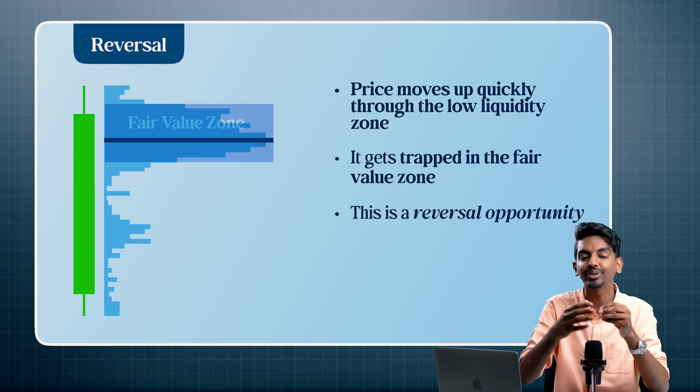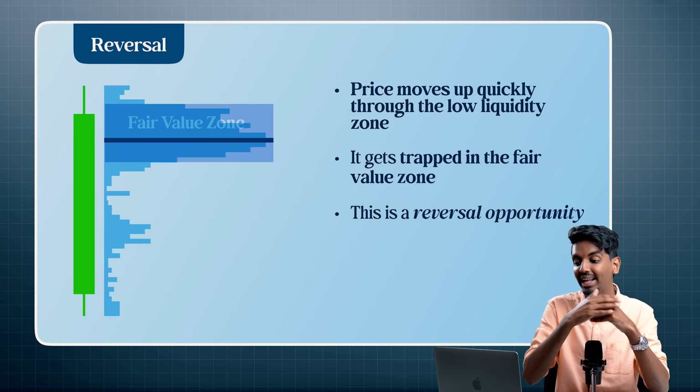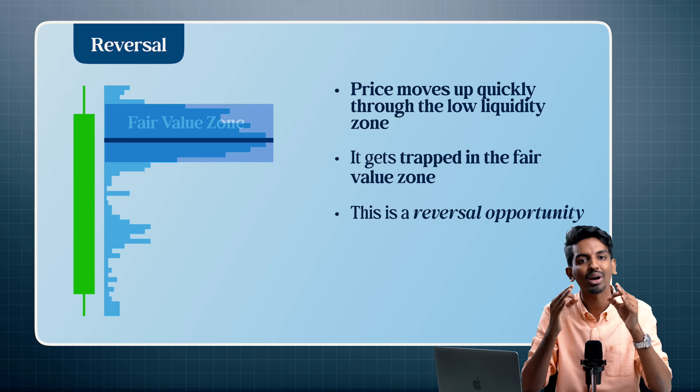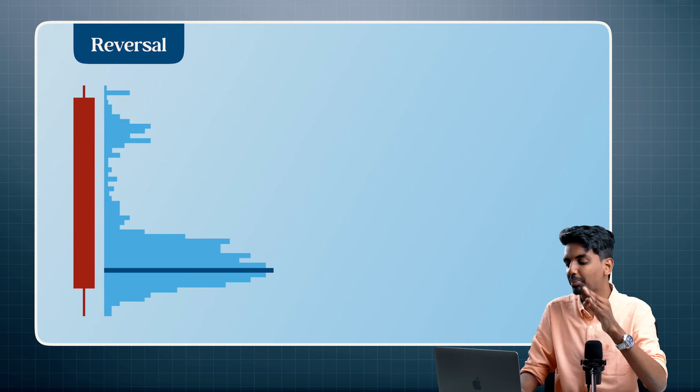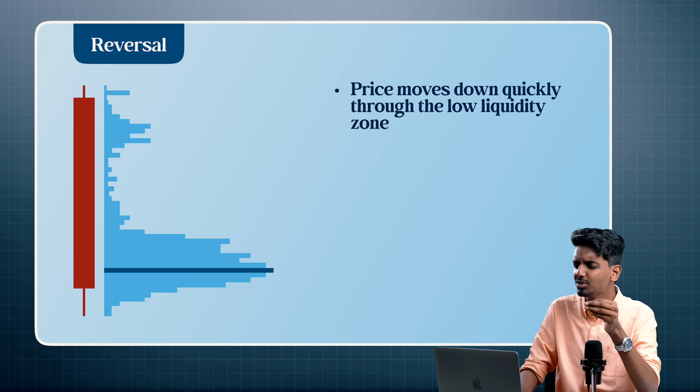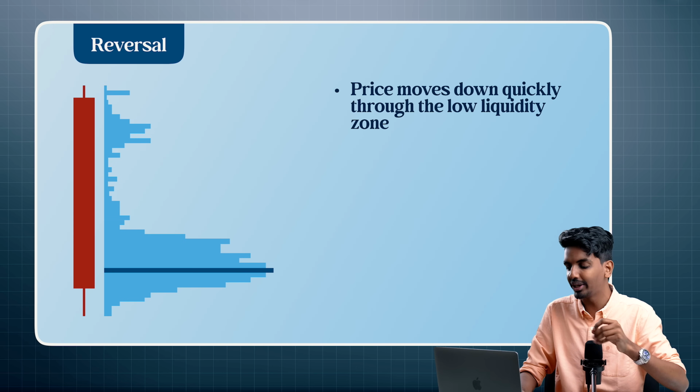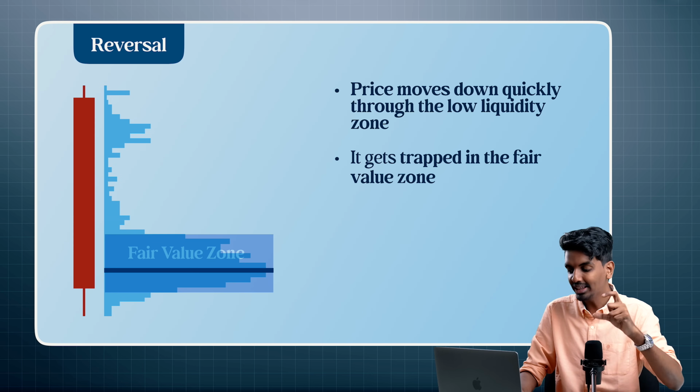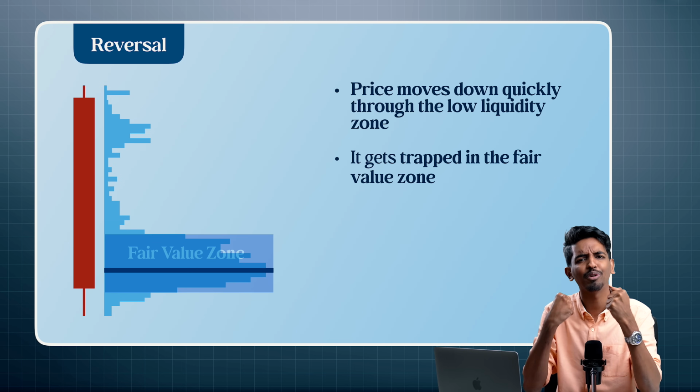But towards the end of the day, the buyers were not strong enough and they could not escape this fair value zone. The same situation can be applied to a red candle as well. If the price moves down very fast through a low liquidity zone, but towards the end of the day it closes inside fair value, that means that sellers started the day very strong.